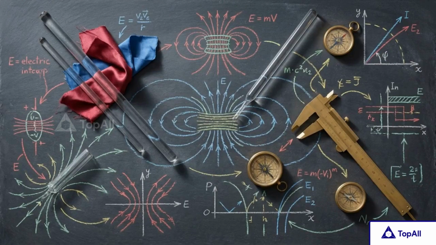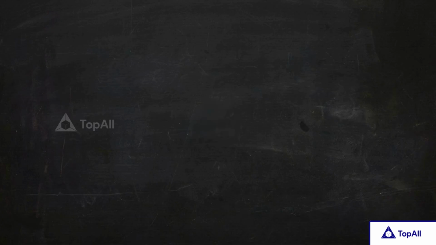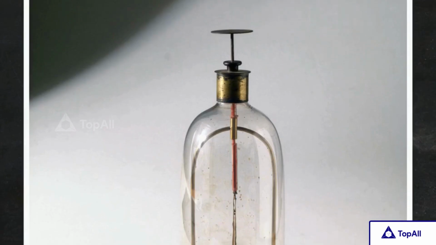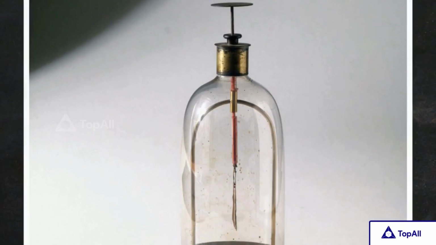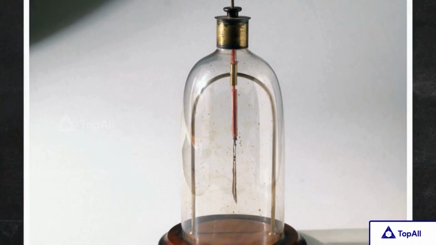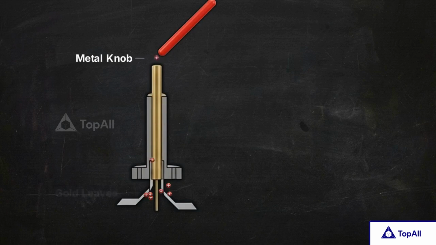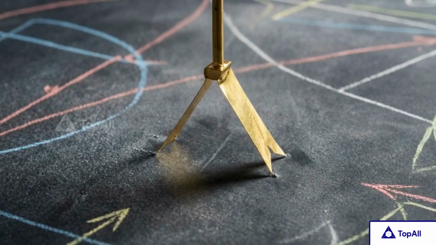Through centuries of careful experimentation, scientists established that these charges possess polarity. There are exactly two distinct kinds of electric charge, which we conventionally designate as positive and negative. By the 18th century, instruments like the gold leaf electroscope were designed to physically detect the presence of these charges. When a charged object touches the top metal knob, charge flows down the vertical rod to two thin gold leaves. Because like charges repel, the leaves push apart. The degree of their divergence serves as a direct physical indicator of the amount of charge.